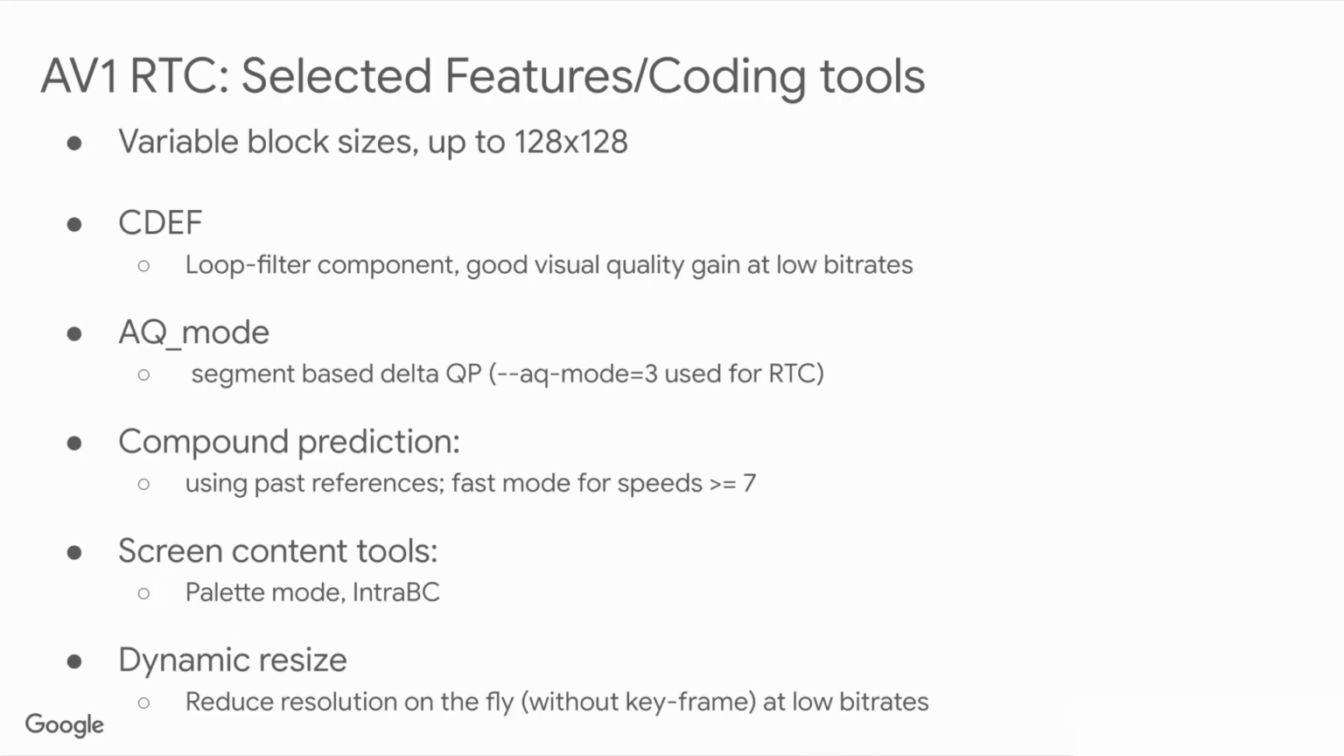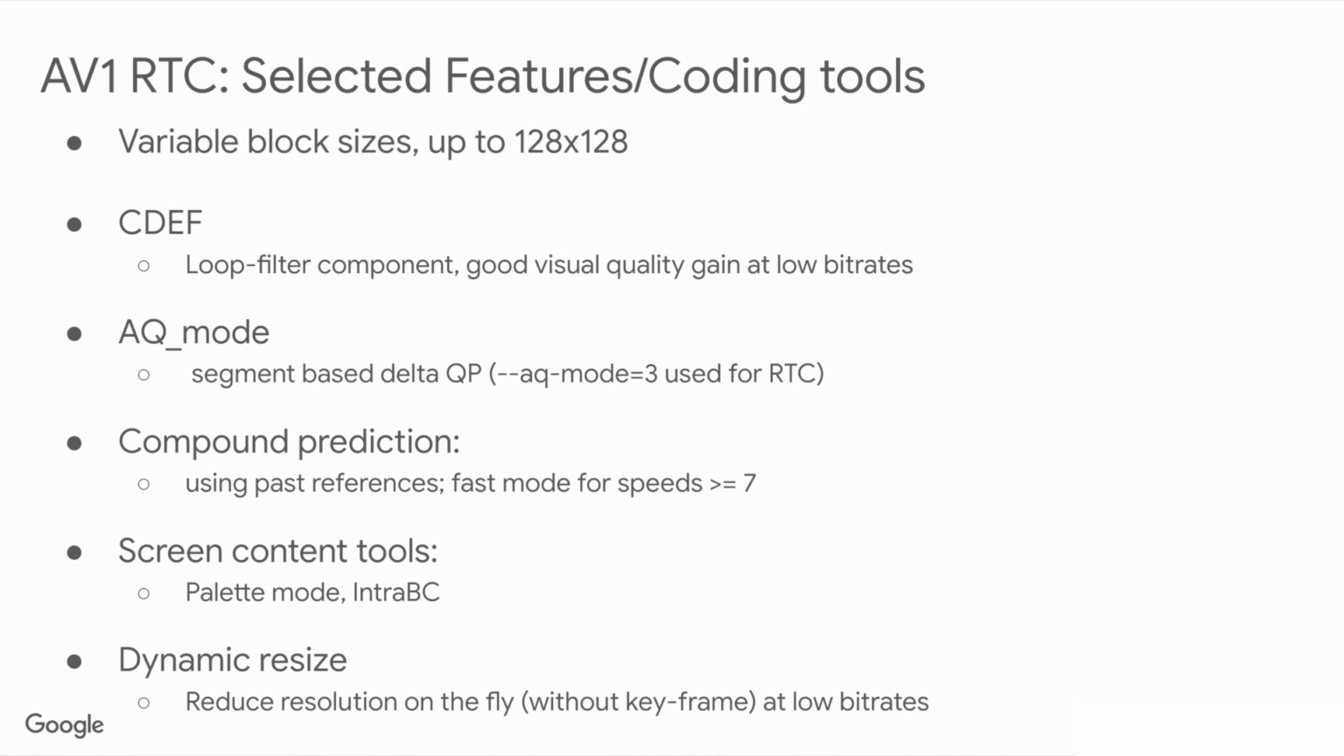Okay, so I'm going to continue on the next slide with some more selected features and coding tools. These are ones that are more related to quality and rate control. So AV1 uses variable block sizes like VP9, but there are more partitions available in AV1, and in particular, we can go up to 128 by 128 block size.